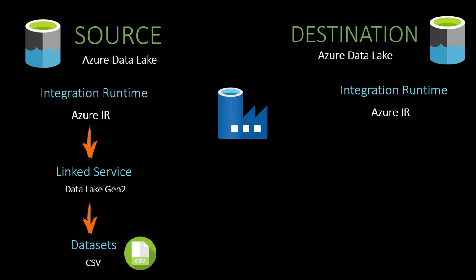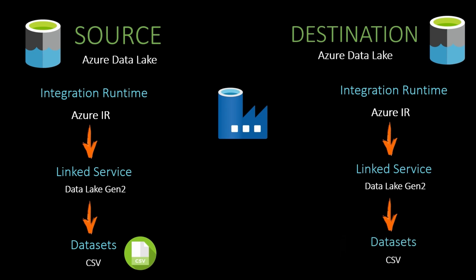After choosing the integration runtime, we'll be creating the linked service connection, which is quite the same as the source, which is the Data Lake Gen 2 connection. Then after creating the linked service connection, we'll be creating the datasets, which is also the CSV format in the destination. Cool. So now we have set all the connection details in the source and the destination.